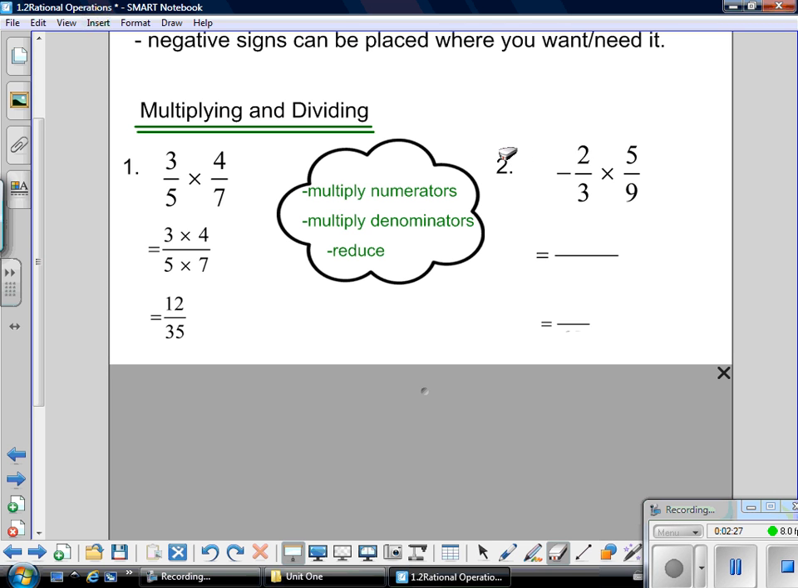Let's look at example number 2. The same thing. I multiply the numerators together, which is the 2 and the 5. Notice there's a negative here, so I'm going to bring that negative up to the number 2, just so I don't forget it. So I have negative 2 times 5. On the bottom, I have 3 times 9. Notice I don't have negative 3 because I took the negative and put it up into the numerator. Okay, so you only can use that negative sign once. So negative 2 times 5 is a negative 10, and 3 times 9 is 27. Again, I try to reduce that. There is not a number that goes into both of them.